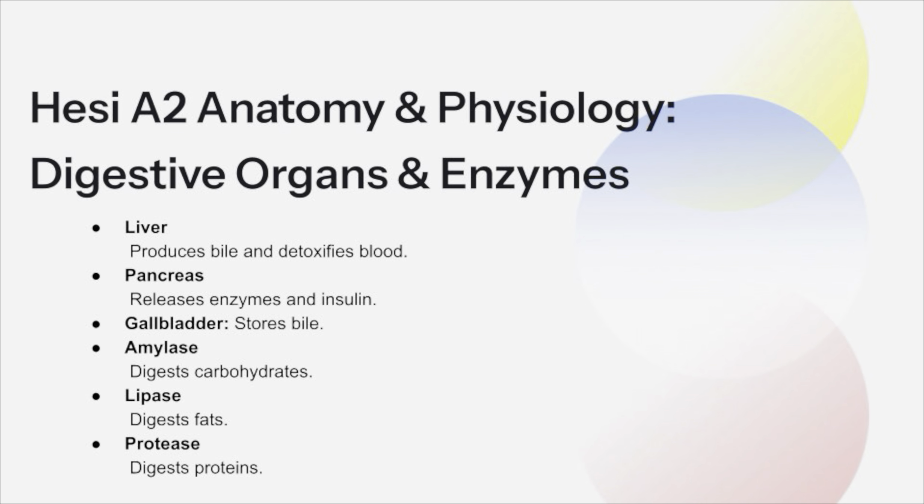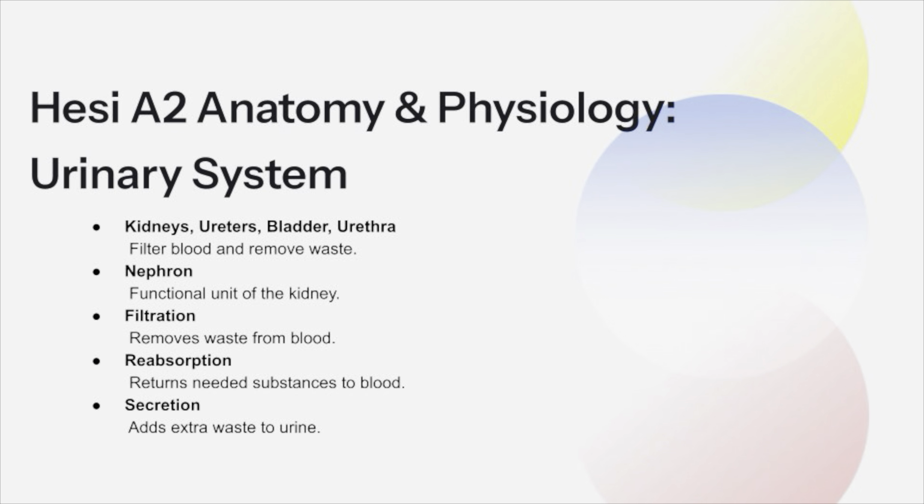Amylase for carbohydrates, protease for proteins, and lipase for fats. The urinary system is the next one we'll look at. So the urinary system includes the kidneys, ureters, bladder, and urethra. The nephron is the functional unit of the kidney. The nephron filters blood, removes waste, and regulates fluid balance.